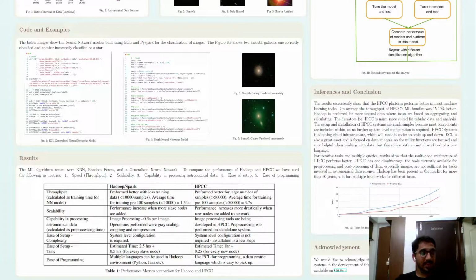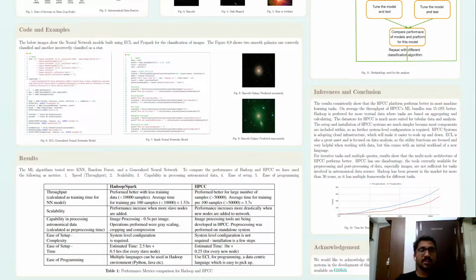Capability in pre-processing astronomical data is calculated as the pre-processing or the image processing time. For image processing, 0.5 seconds was taken per image by Hadoop, and operations such as grayscaling, cropping, and compression were performed. HPCC is currently developing image processing tools, and thus no metric is available.